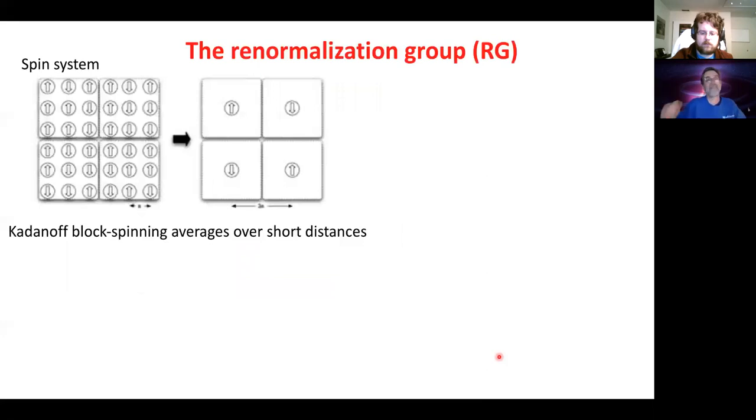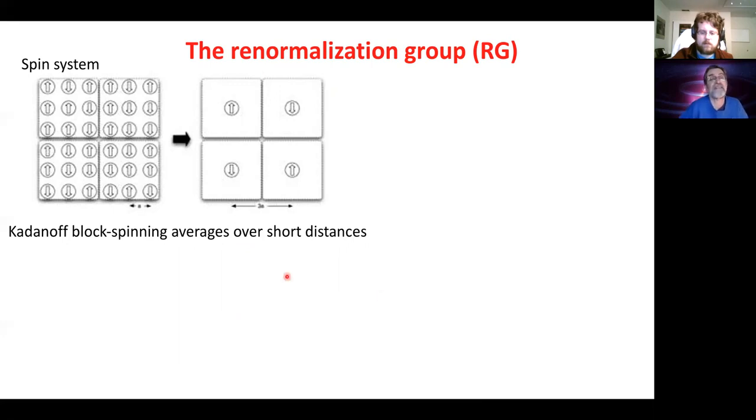So I'll just tell you a bit about how the renormalization group works. And again, jump in to ask any questions about this. There's two ideas about the renormalization group to talk about. The first one was related to phase transitions.